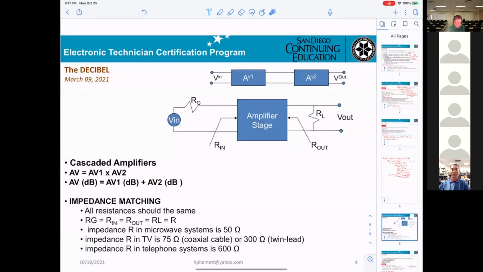For impedance matching, the resistance should be the same. That means the input impedance and output impedance are supposed to be the same. Impedance in microwave is 50 ohm. Impedance in TV coax cable is 75 ohm, and if you're using twin lead, 300 ohm. Impedance in a telephone system is 600 ohm. Normally, for maximum power transfer, input impedance and output impedance are supposed to be the same.